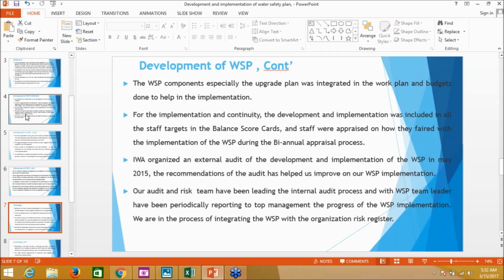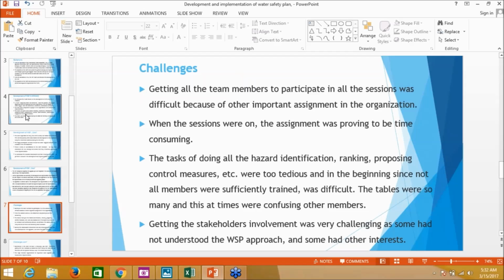I think it also helped us because we put all the hazards that were identified in the overall organization's risk registers. So this water safety plan document is an annex of and also a part of the organization risk register. So this makes the whole implementation process a success because now there's a lot of buy-in in the organization. This also makes sure that budgets are allocated and things that are to be procured or implemented in the year are done in time. So that is the brief of what we've done so far.